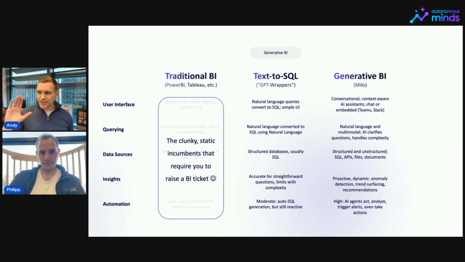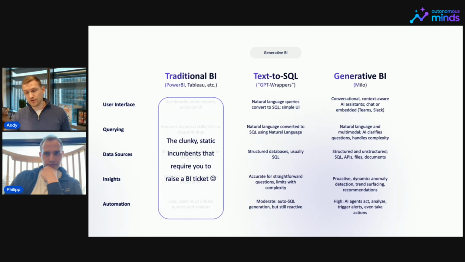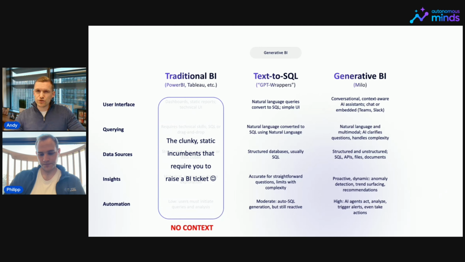So the traditional BI, this is your clunky static incumbents, your Microsoft Power BI, your Tableau from Salesforce, etc., that force you to raise a ticket with your BI team, right? The static stuff that really annoys you because you cannot really interact with it yourself without the help of a technical user, a data analyst, a data scientist, or whatsoever. And these tools usually don't have context. They require very structured data. So you usually have data engineers or BI developers that prepare the data before Power BI, for example, or Tableau can actually consume it in a proper way.